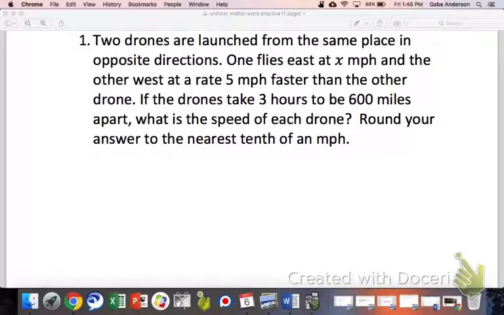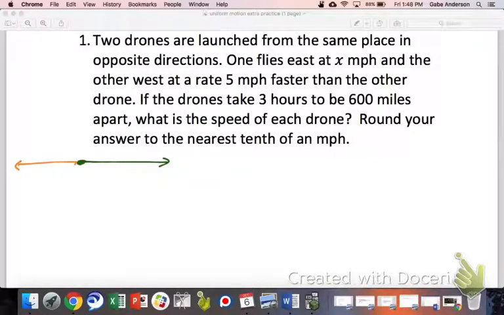All right, so here we go. It says 2 drones are launched from the same place in opposite directions. So from a picture perspective, I'm going to put a dot right here, and I'm going to have one drone go to the right, and I'm going to have the other drone go to the left, because they are going in opposite directions as described in the first sentence. One flies east at X miles per hour, the other one west at a rate of 5 miles per hour faster than the other drone. It goes on to say some stuff about 3 hours later, they're 600 miles apart.